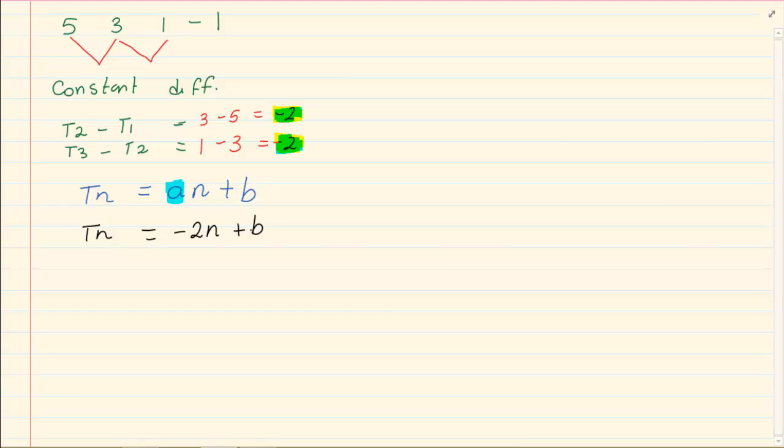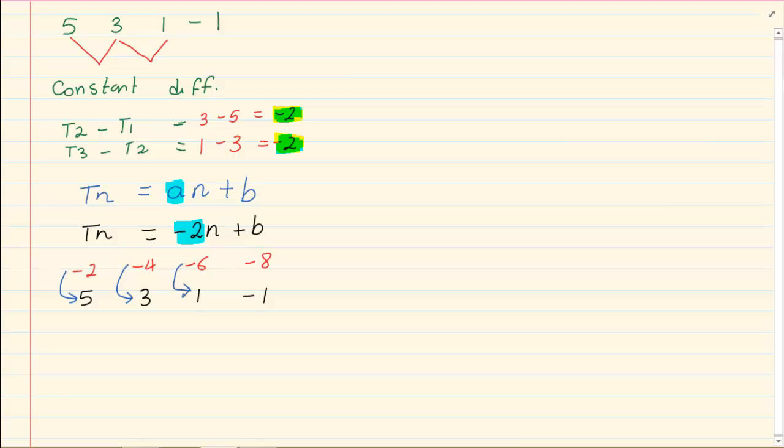In order to calculate b, you have to rewrite the number pattern. So we've got 5, 3, 1 and minus 1. If we look, we were going in multiples of minus 2. So what we have on top is minus 2, minus 4, minus 6, minus 8. What we're trying to get is, what is the difference from this number to this number? So what is the difference from minus 2 to 5? How did I get from minus 2 to 5? How did I get from minus 4 to 3? How am I getting from minus 6 to 1?